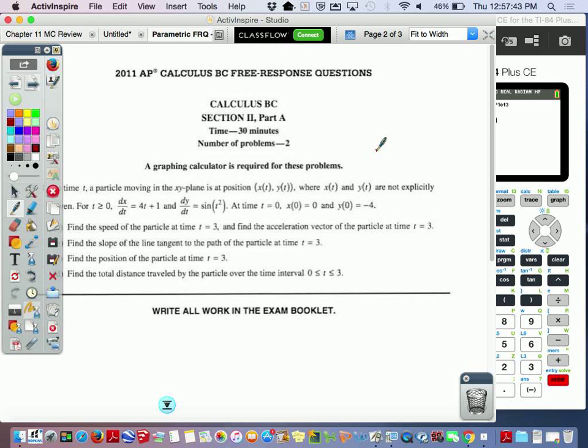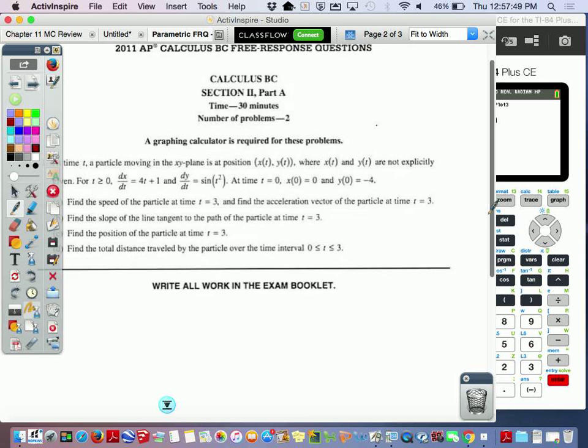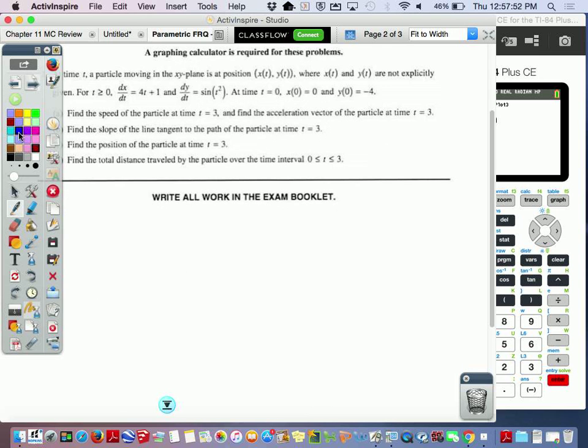Okay, the 2011 Parametric FRQ. In this problem, we're given both of the derivatives, dx/dt and dy/dt. And then we're also given a point here. So that point is probably going to help us find another coordinate later in the problem.